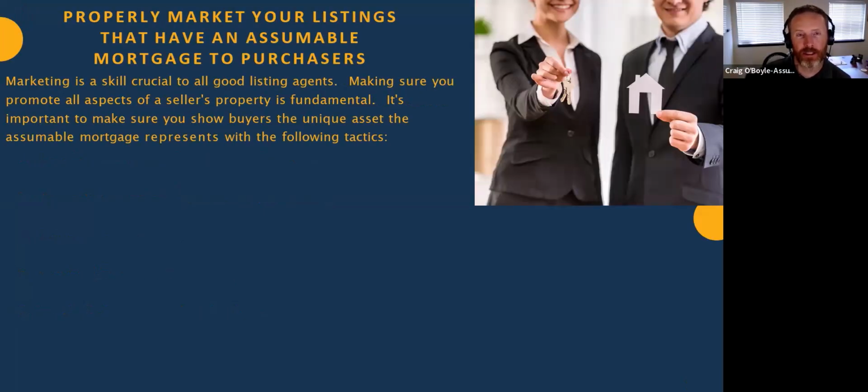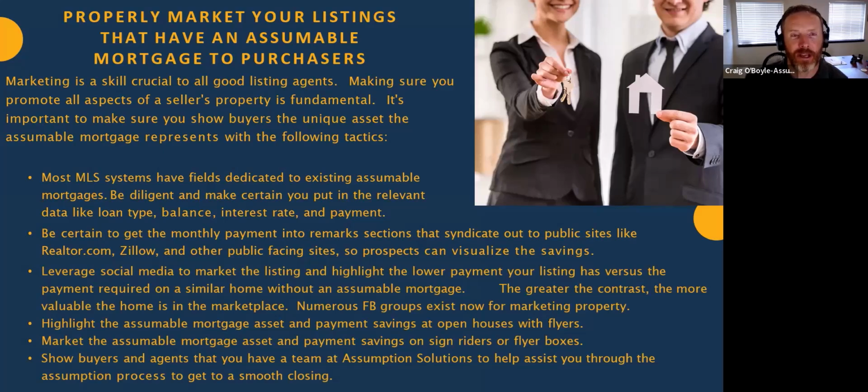I did want to speak a little bit with my real estate agent hat and talk about actually marketing the properties. The key is getting the information about your assumable loan out in as many places as you can. The first basic place to start, assuming you have an agent, is the MLS system, where agents put property. There's usually places where you can put information about the loan type, the balance, the interest rate, and the payment. You want all of that in there, like we talked about before.